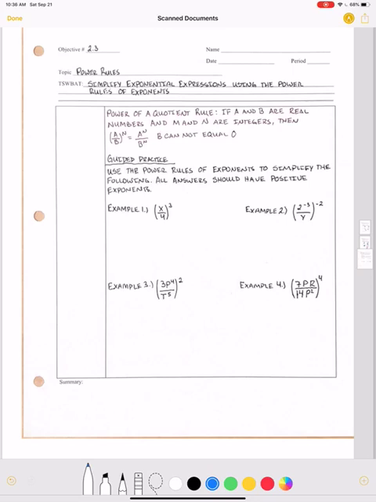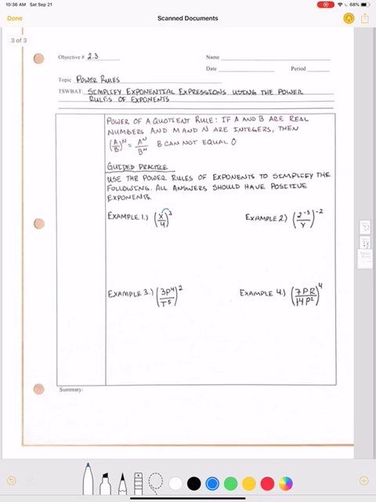So if we look at example 1, I'm taking 3 and I'm giving it to the x and also to 4. So this is going to be x to the 3rd over 4 to the 3rd, which is going to be x to the 3rd over 64.